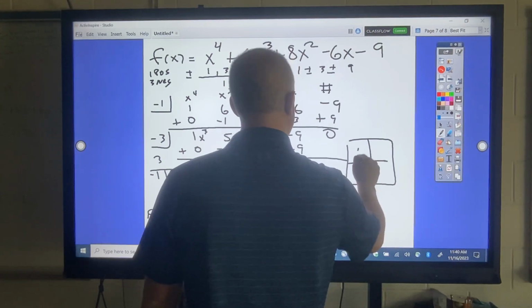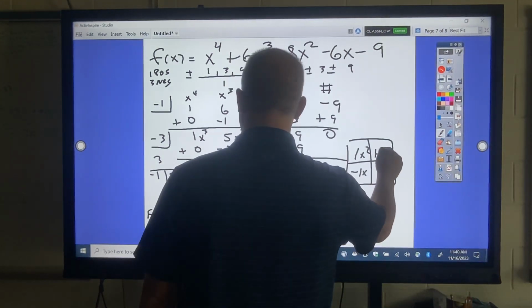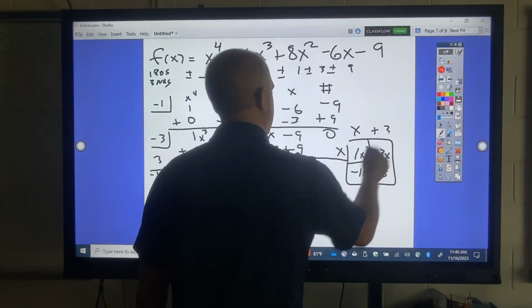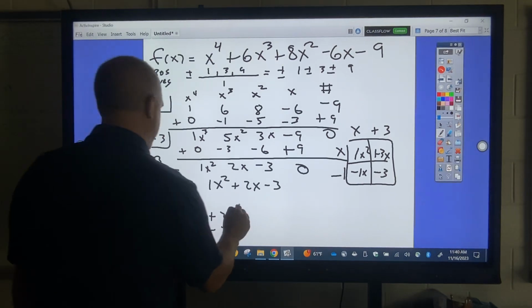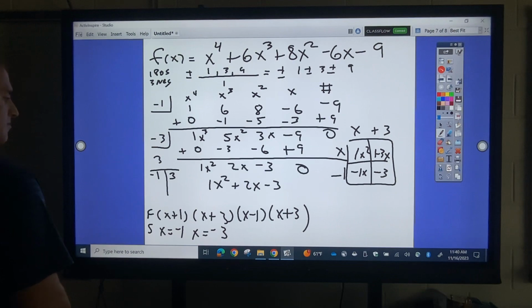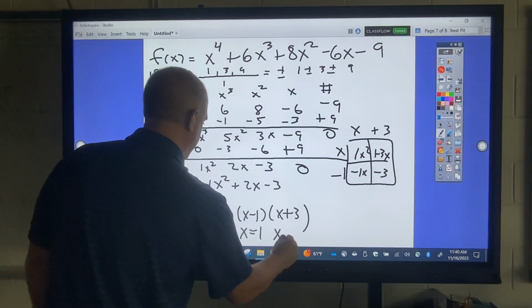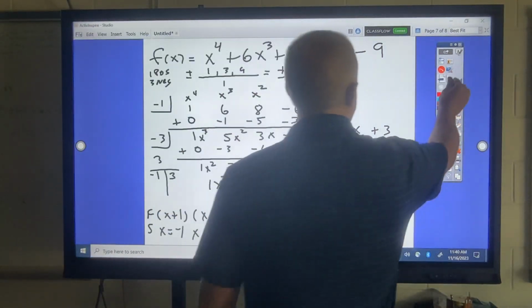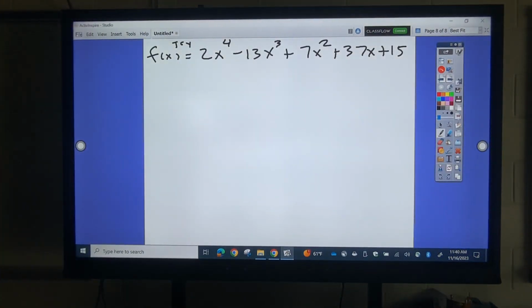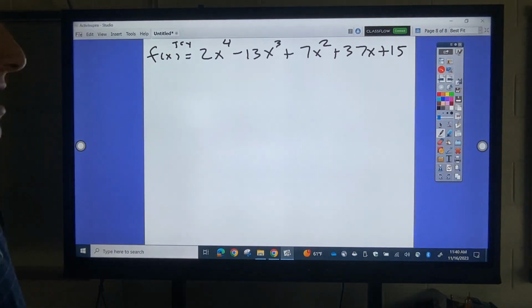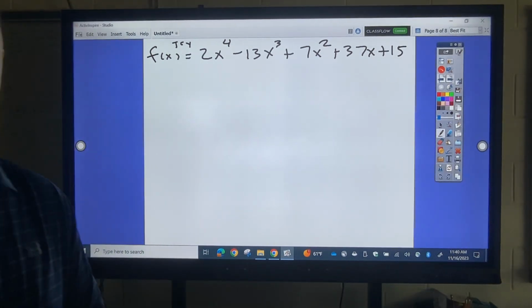So I got 1x squared minus 1x plus 3x minus 3. That's x, 3, negative 1. So I got x minus 1, x plus 3. It's another one, x plus 3. So I got x equals 1, x equals negative 3. There's a double root there. All of those end up being the solutions. Okay, all right, so go ahead and give this one a shot, and that should put you on the path to finding all the solutions and all the factors.